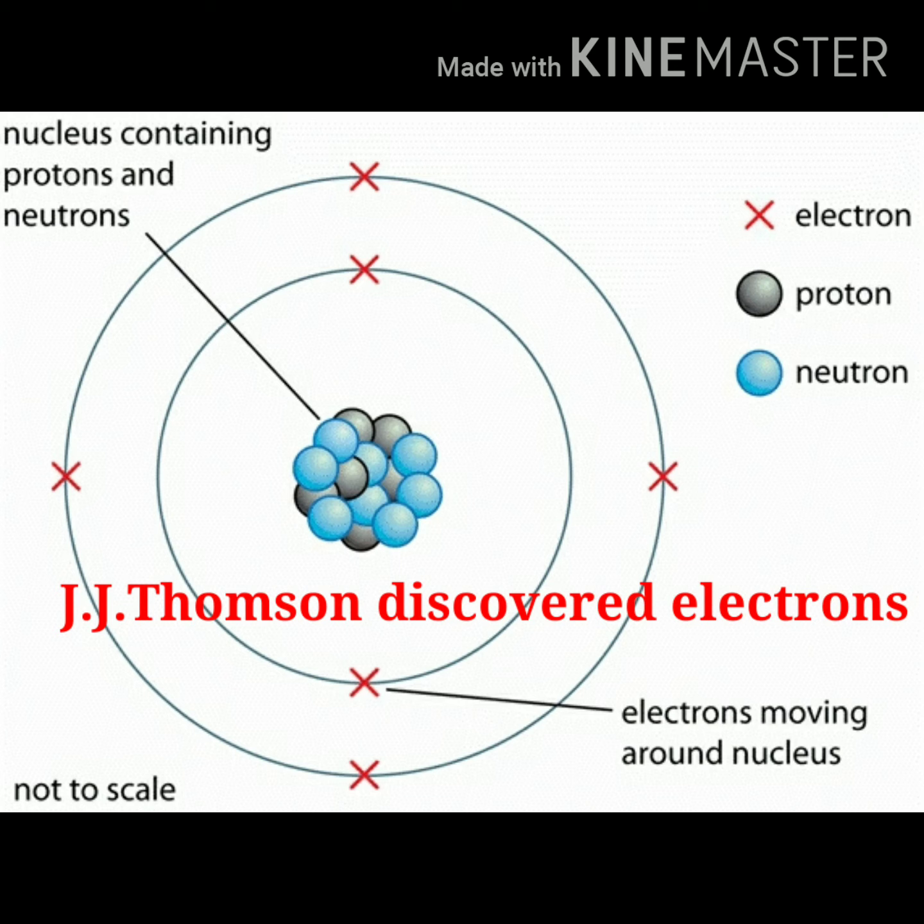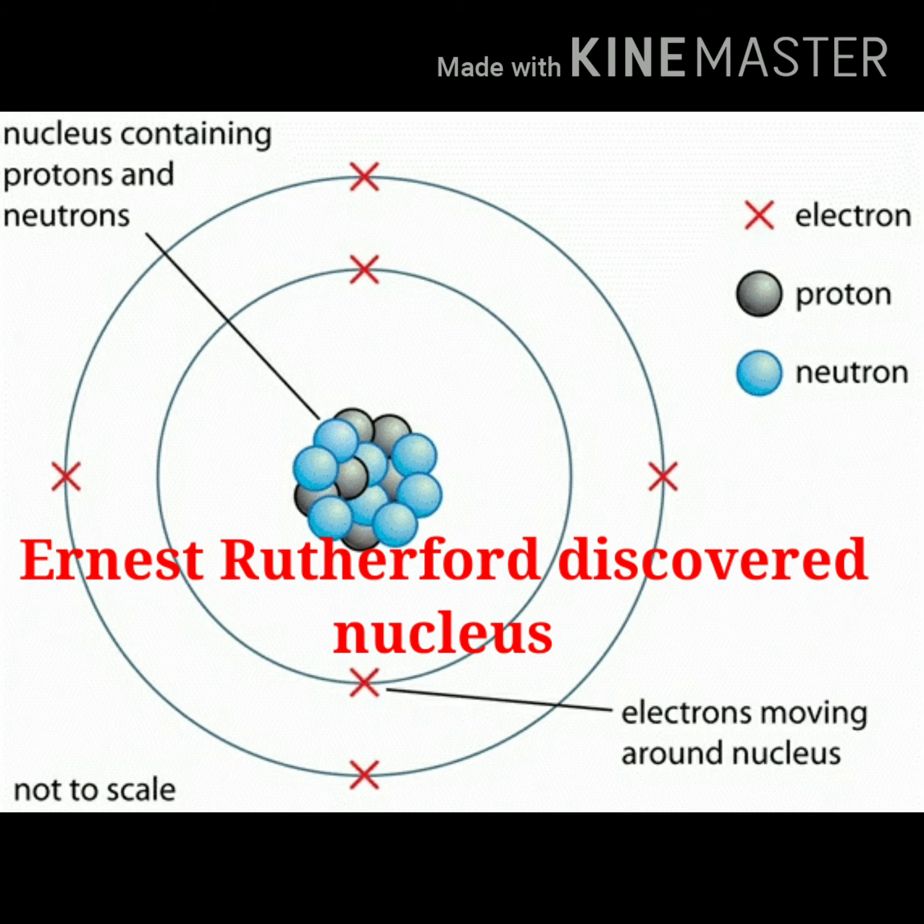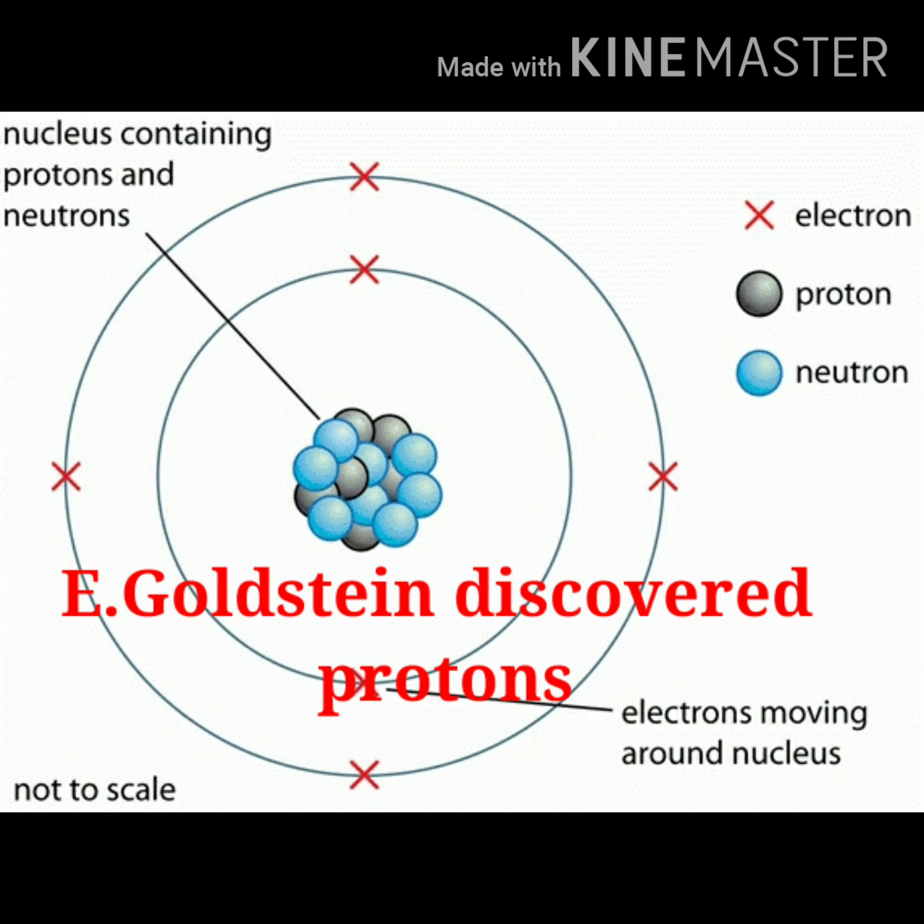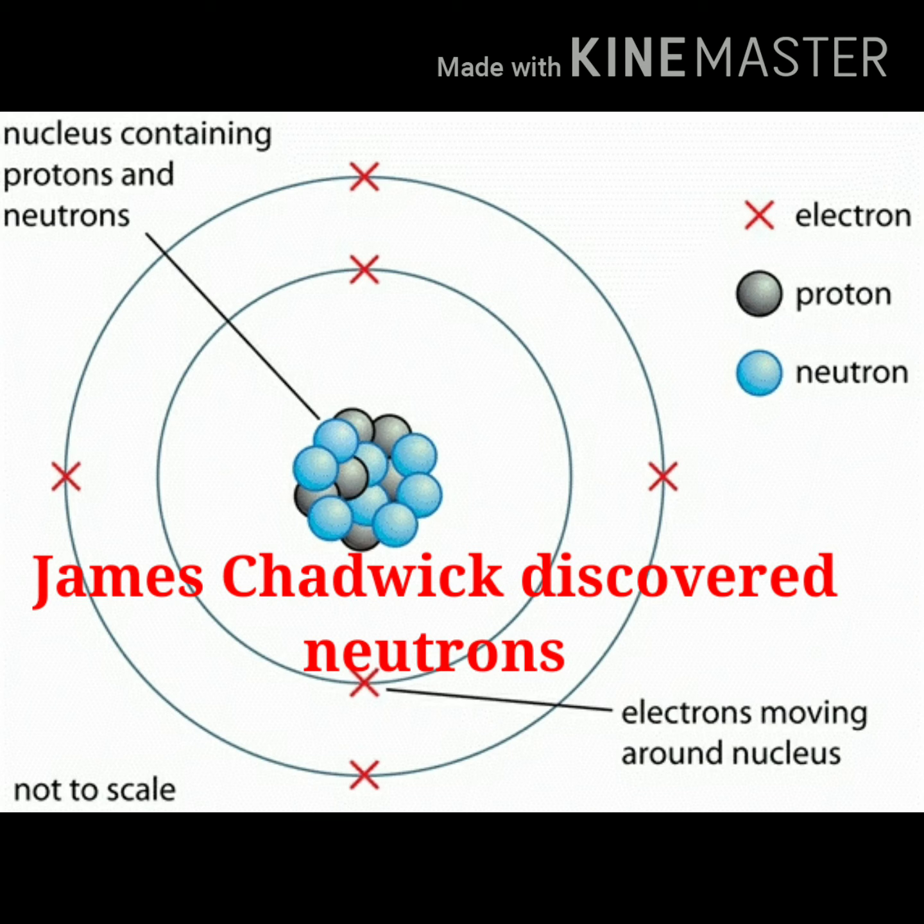J.J. Thomson discovered electrons. It was Ernest Rutherford who first studied the nucleus, so he discovered the nucleus. E. Goldstein discovered the protons. And James Chadwick discovered neutrons.